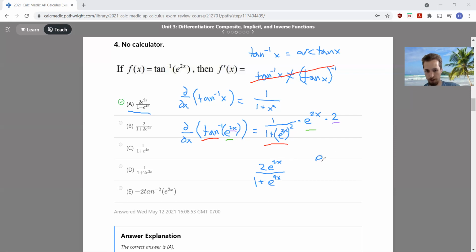And just to clarify a little bit more, when we have e to the 2x squared, it's to the 2x power to the squared power. We can just multiply the exponents together. 2x times 2. So we get 4x. And that's how we get this 4x here. Okay.